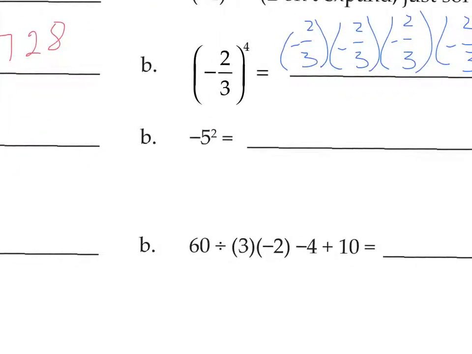Over here, the square is only on the 5. With the absence of the parentheses, that negative is not attached to the 5. It's not part of the base. So only the 5 is being squared. So this is 5 times 5. And this negative sign is just sitting here in the front. So this turns out to be negative 25.